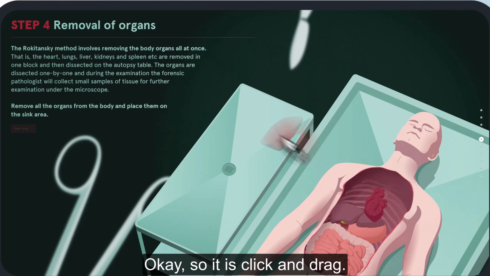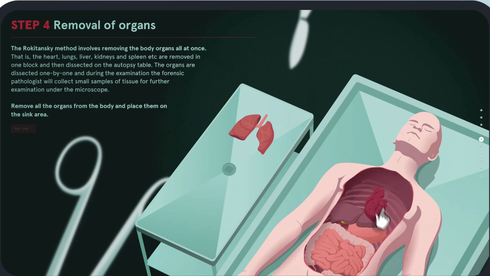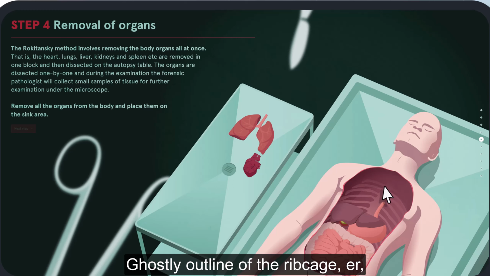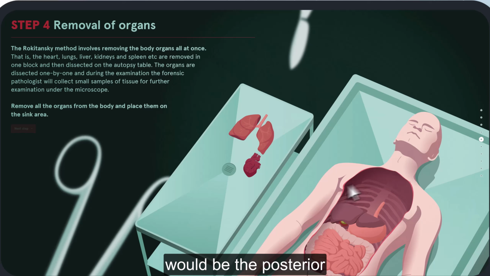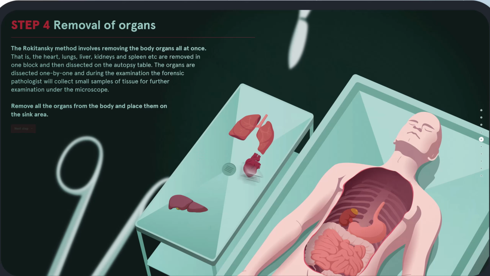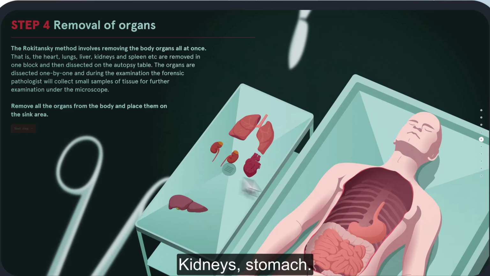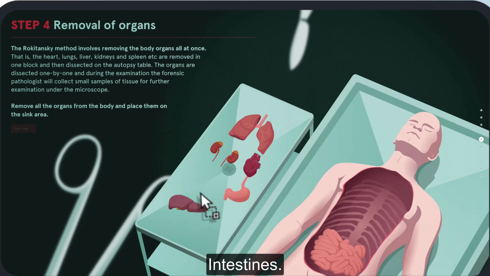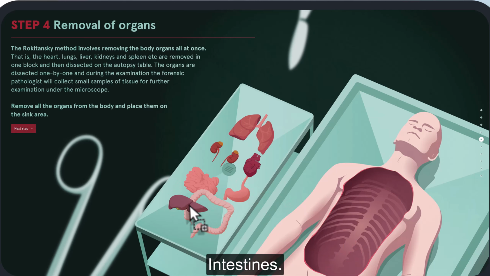Okay, so it is click and drag. Ghostly outline of the rib cage, or would be the posterior aspects of the ribs and spinal cord. Kidneys, stomach, and the intestines.